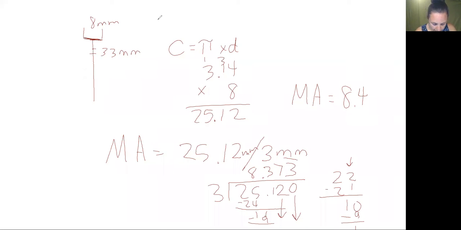All right, so hopefully that made sense to you, that the mechanical advantage is the screw head's circumference divided by the pitch. Okay, so let's go back and look at that for 1 minute.